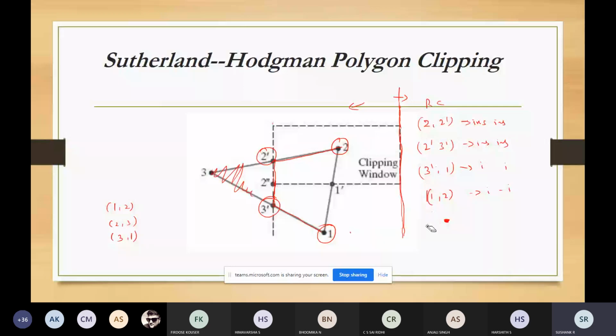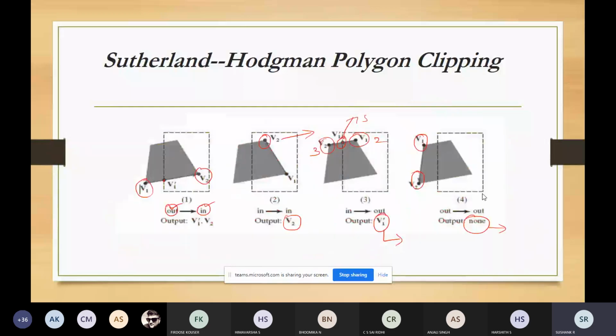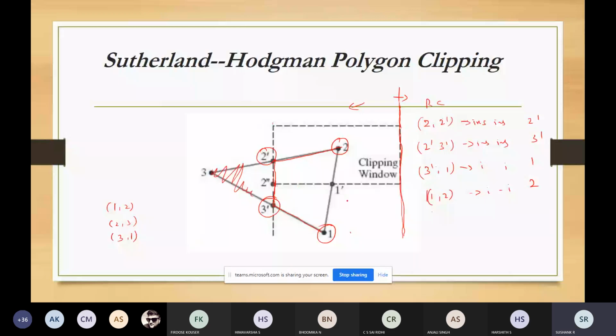So when it is inside, you should take the second vertices as the output for further processing. The second vertices are 2 dash, 3 dash, 1, 2. So nothing has changed. What I just did is I took 2 dash, 3 dash, then 1 and 2 as the output. So when I pass through the right clipper, I'll get this as the output: 2 dash, 3 dash, 1, 2.